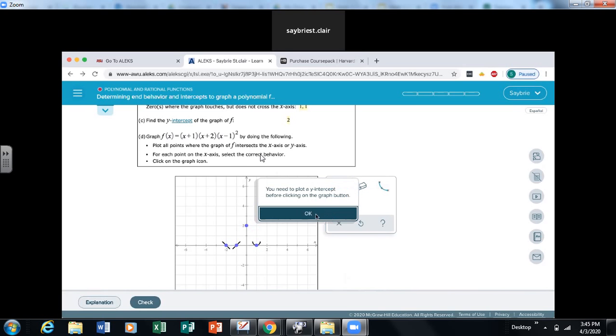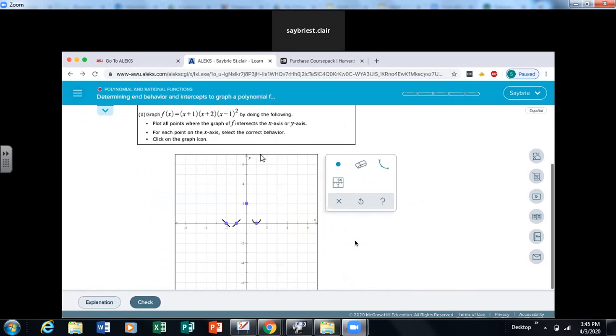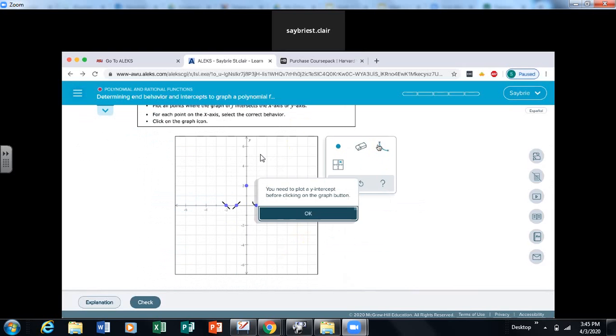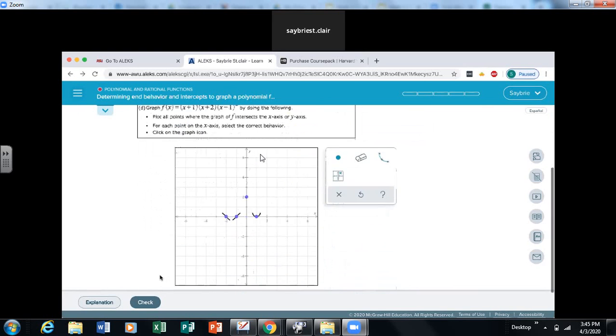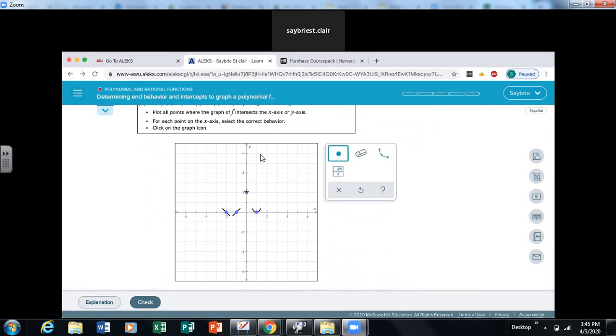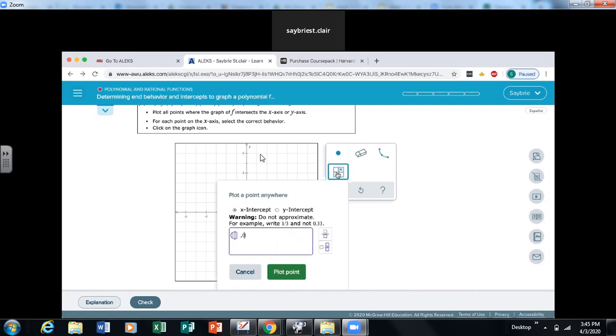You need to plot a Y-intercept. How do we plot a Y? What's the thing beneath that dot? What's that icon? So click that Y-intercept button and 0 to plot the point.